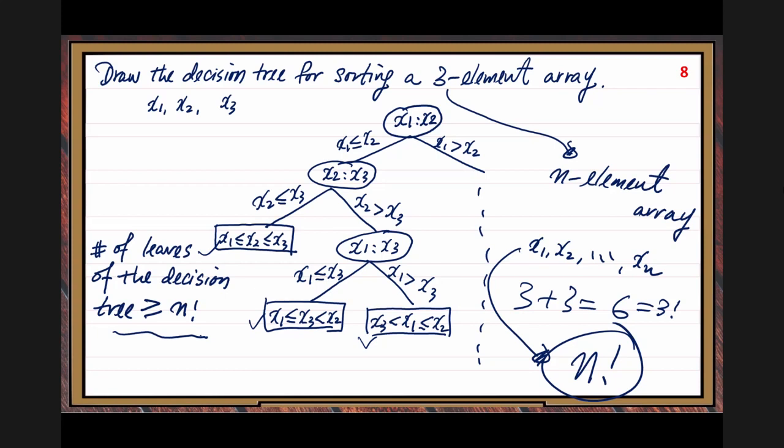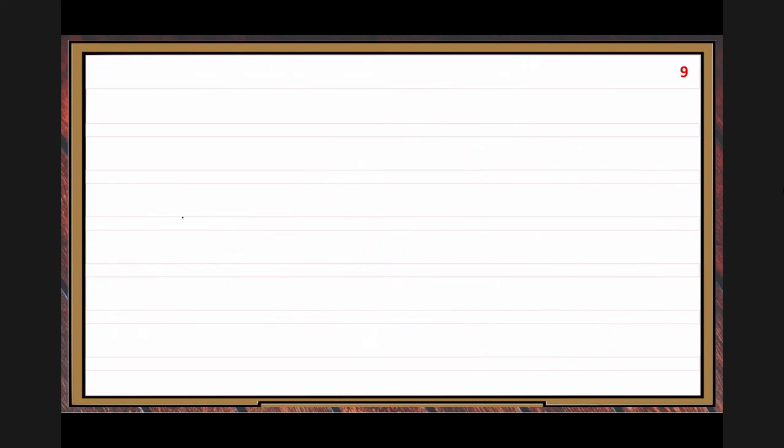Here, let me use a notation. I use capital L to represent the number of leaves in the decision tree. Capital L greater or equal to n factorial. Then, our last step, we want to make a conclusion quickly. Here, I just draw a general decision tree.